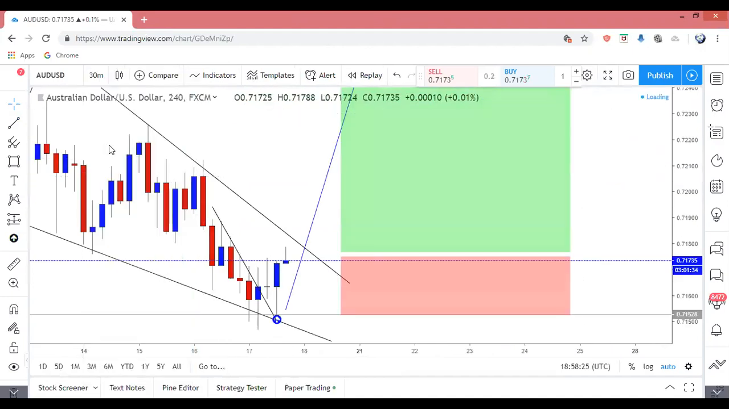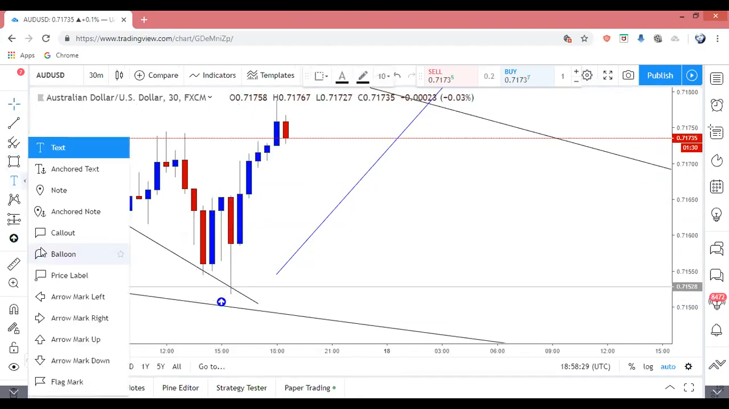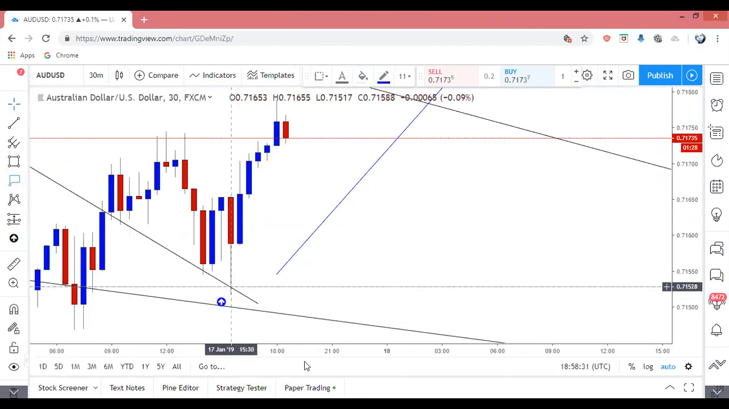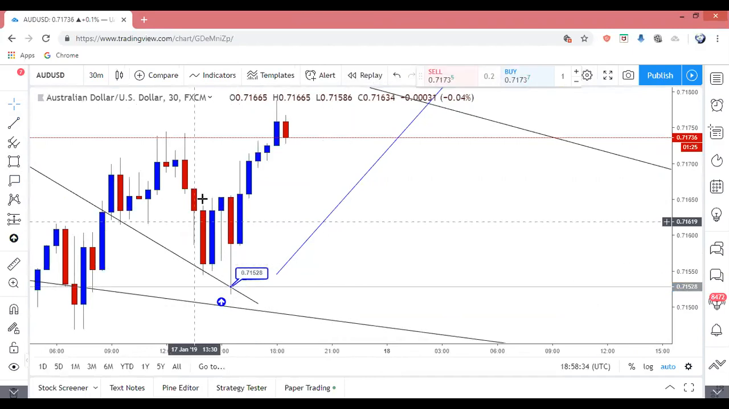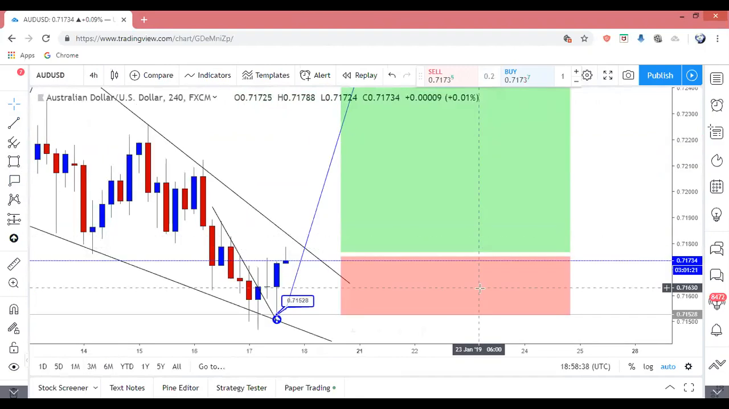Wait, let me go back to 30 so I can mark where we enter. So we would have entered here and held this position so we can take our profit.